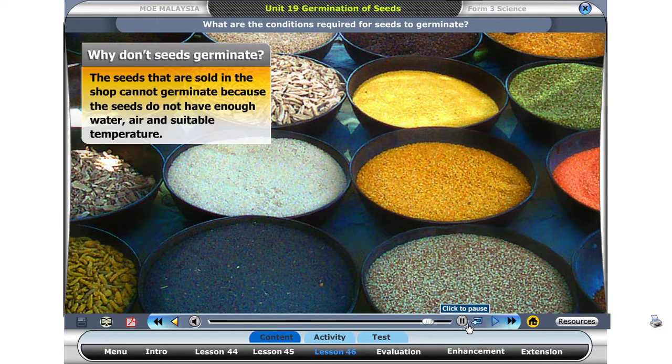Based on your experiments, you should arrive at these conclusions. In order to germinate, seeds need water, air or oxygen, and suitable temperature. This is why the seeds that are sold in the shop do not germinate, because the seeds do not have enough water, air, and suitable temperature.